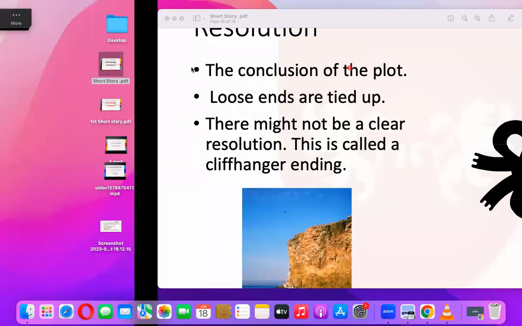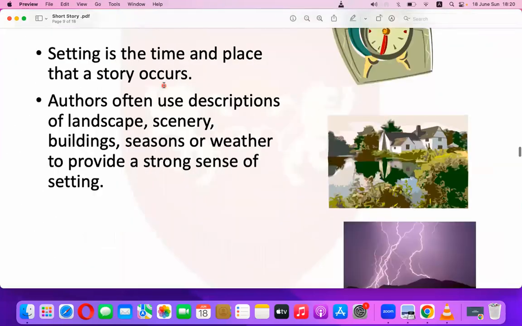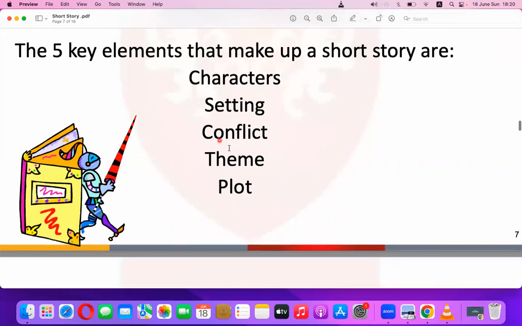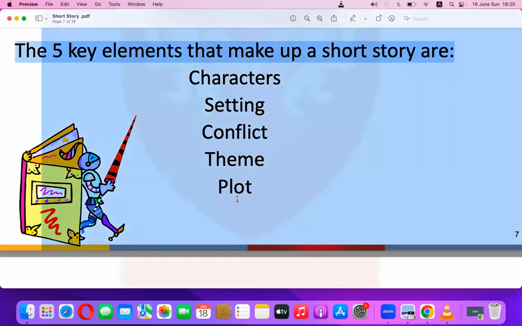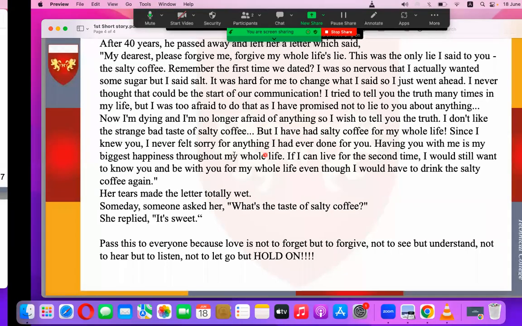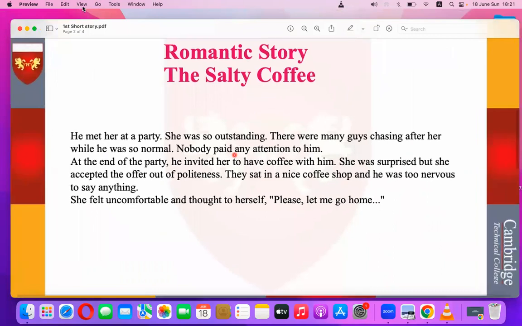Okay, this one. We're trying to find all of these parts. We're going to find the characters, the setting, the conflict, the theme, and the plot. We're going to do all of these together. First, try to get a notebook and a pen. So we try to find these elements together. Okay, let's start. So this is the story. Let me know when you're ready, and then we will start reading the story.